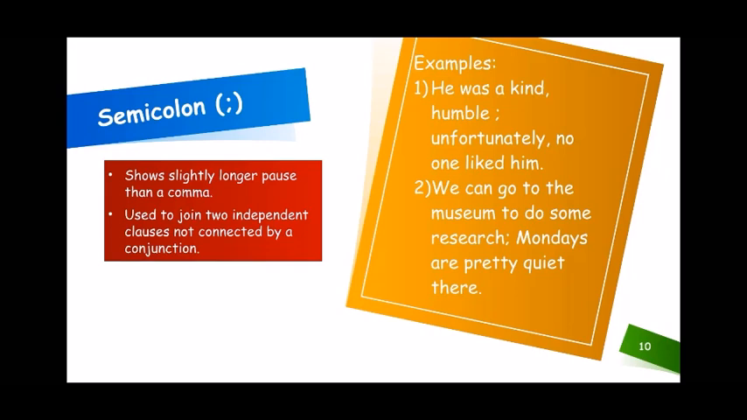So children, in these two examples we have used a semicolon after humble in the first example and after research in the second example to join two independent clauses without using a conjunction. And semicolon is used to show a longer pause than a comma.